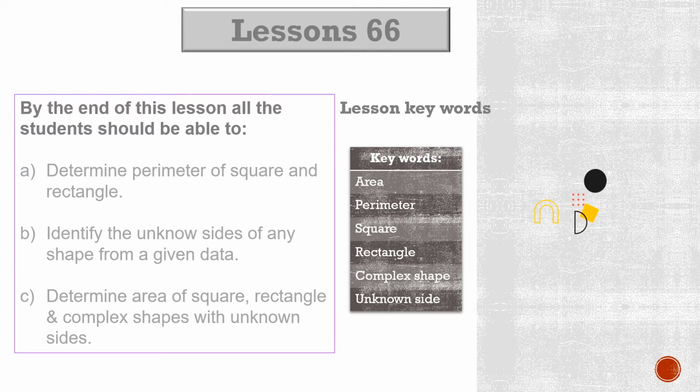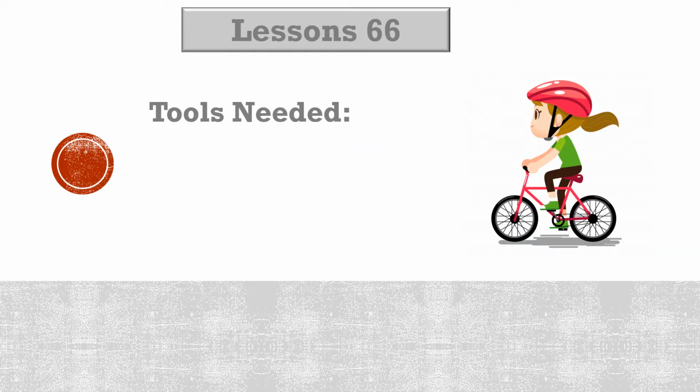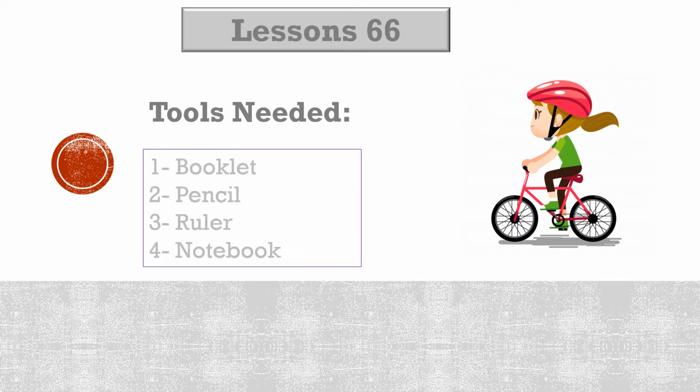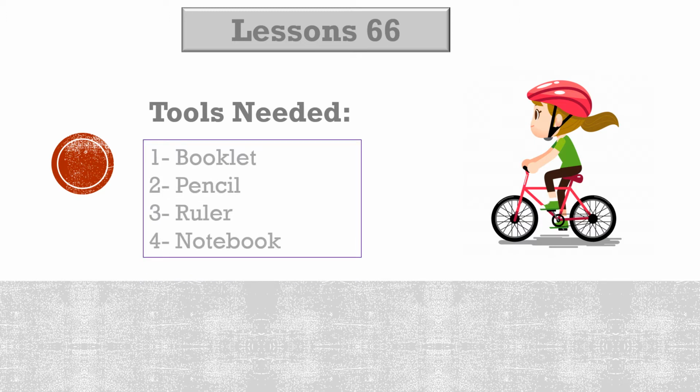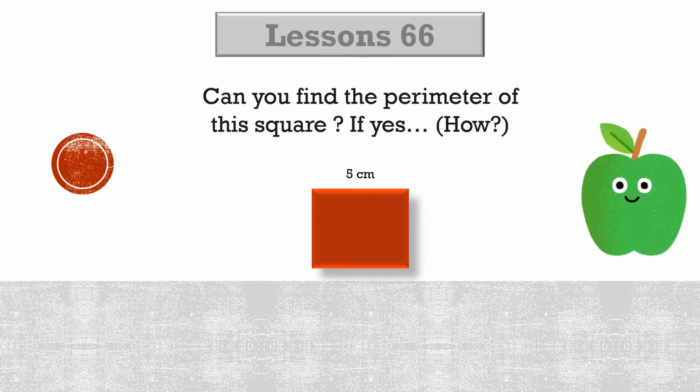Okay, there's some keywords that we should know: area, perimeter, square, rectangle, complex shape, unknown side. Before we start, please bring your tools. Bring your booklet, your pencil, your ruler, and your notebook.